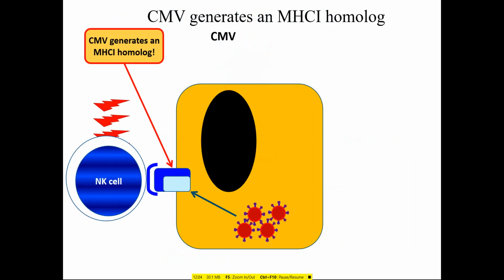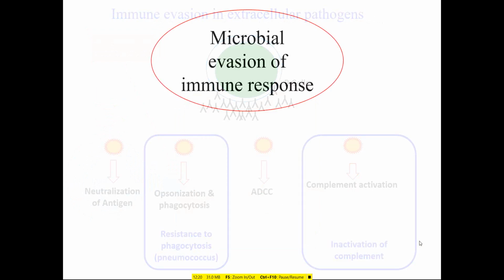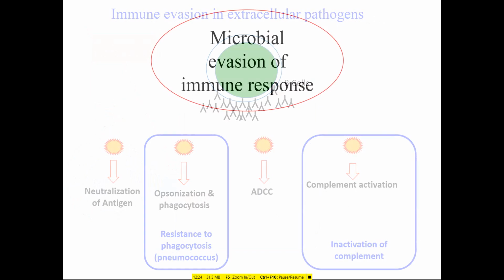Phagolysosome formation, they inhibit it, inactivate reactive oxygen species, or jump into the cytoplasm, as well as using these different mechanisms to evade the CD8 and NK cell response. How about extracellular pathogens? Well, we have different mechanisms like resistance to phagocytosis, inactivation of complement, and stuff like that that I have not written in here, but you can find it in the textbook.